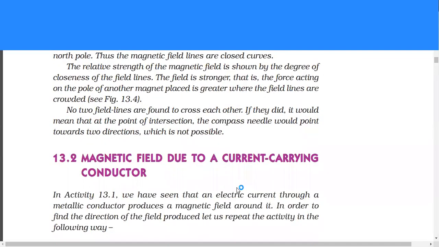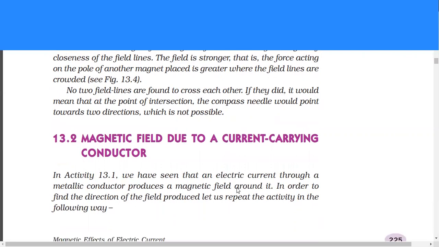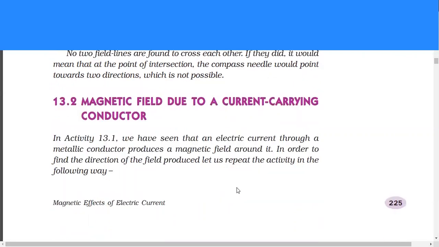The field is stronger, that is, the force acting on the pole of another magnet placed is greater, when the field lines are crowded. No two field lines are found to cross each other. If they did, it would mean that at the point of intersection, the compass needle would point towards two directions, which is not possible.